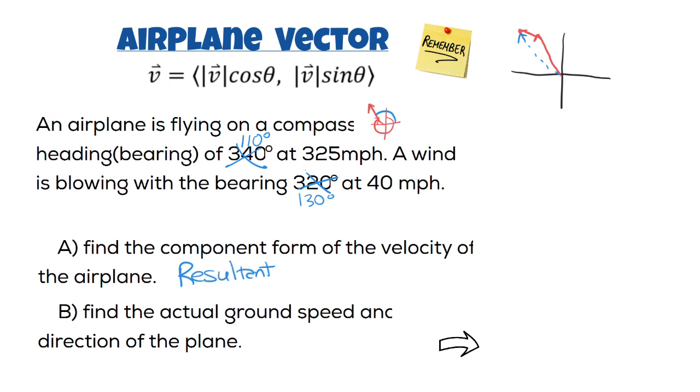Not the plane by itself, but the plane and wind together. I want the component form of the resultant. After I have the component form, then they're going to want me to convert that to a speed and a direction. So then it's going to be more like a geometric vector. And I'm kind of picky on how I want this set up. I want it nice, clean, and neat.